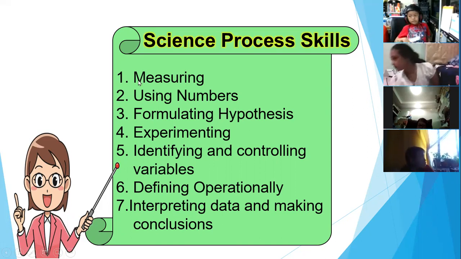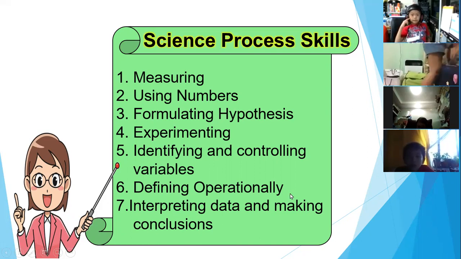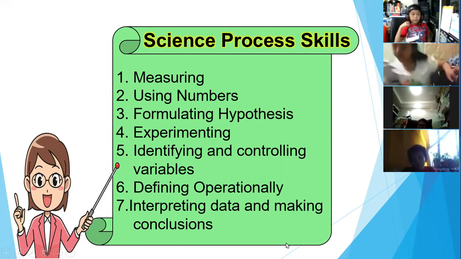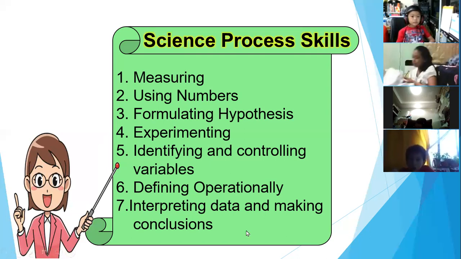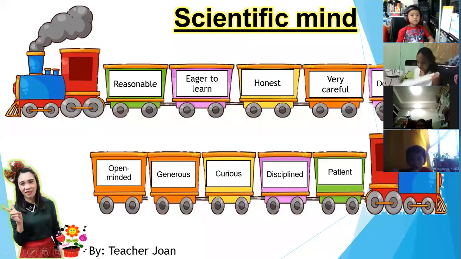Interpreting data and making conclusions. When we gather the things that we want to use in the experimenting, we need to find out, when identifying and controlling variables, the solution or the result of the experiment, right? So when we find out the result of the experiment, now we're going to make a conclusion. The scientific mind. The scientist must have these traits.